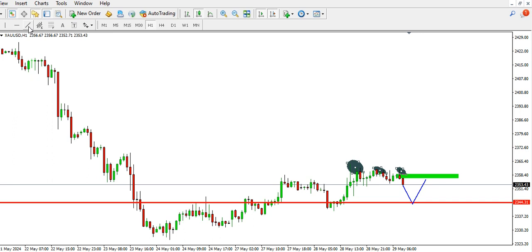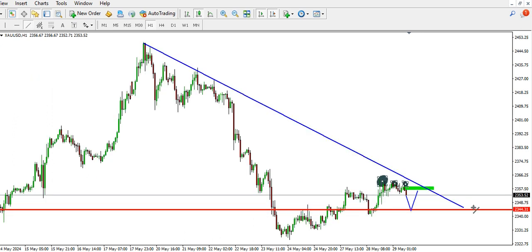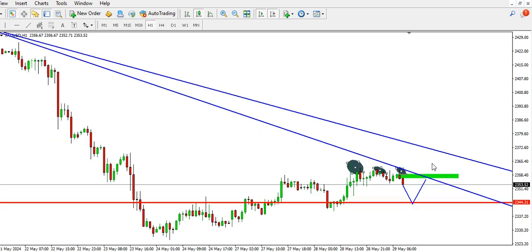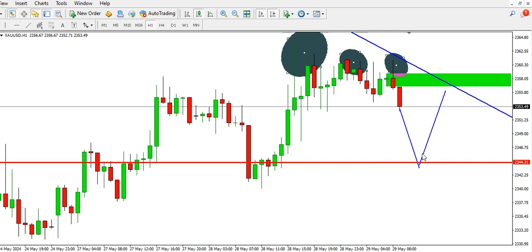So still on the 1-hour time frame, we have this descending trend line, and we have another descending trend line around here. Still on the 1-hour time frame, we have another one around here. So the bulls need to push price up to break the descending trend line. The descending trend lines are acting as resistance to price. So price needs to break above.